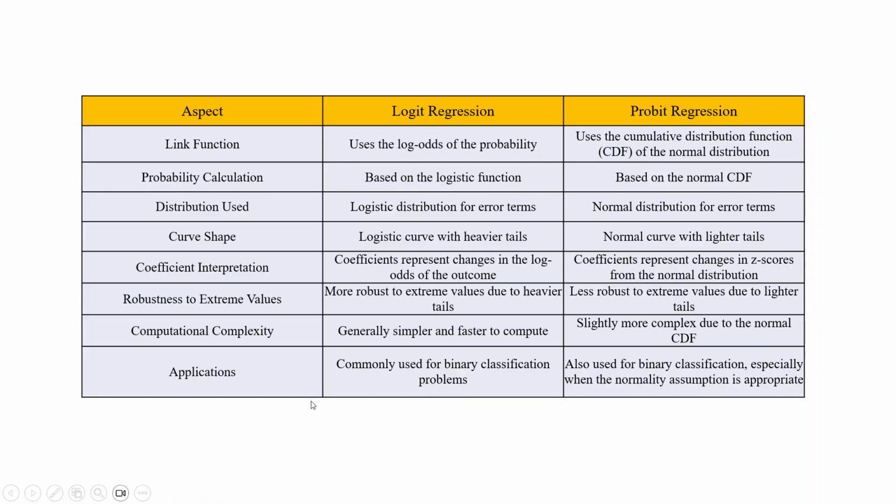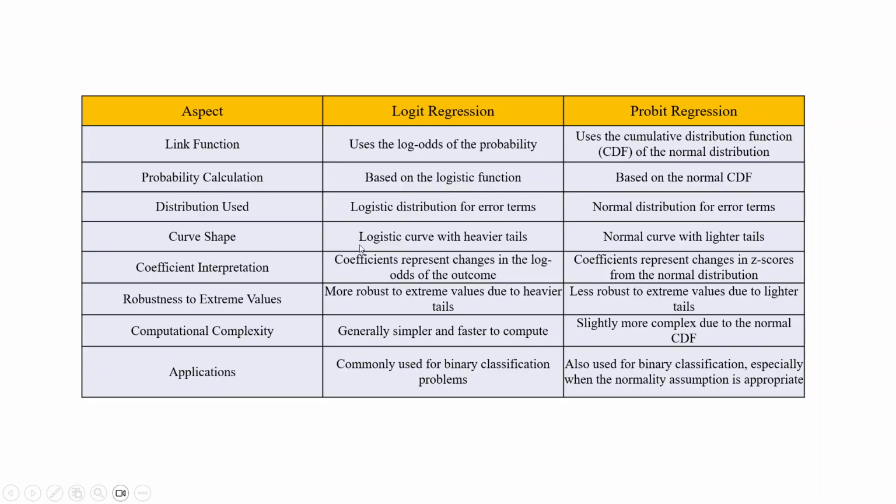The difference between logit regression and probit regression. We start with the link function. Logit regression uses the log odds of the probability. Probit regression uses the cumulative distribution function of the normal distribution. Probability calculations in logit are based on the logistic function. In probit, these are based on the normal CDF. Distribution used: logistic distribution for error terms. Probit regression: normal distribution for error terms.